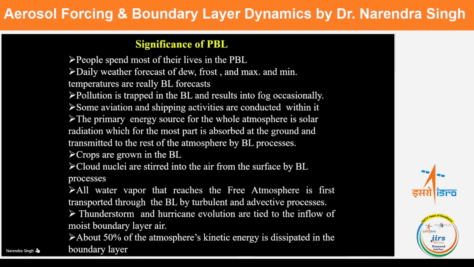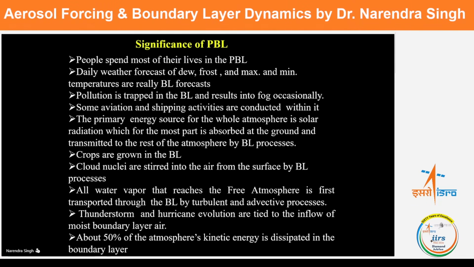All water vapor that reaches the free troposphere is first transported through boundary layer turbulence or advective processes. Advective means that not every place has moisture. So where does the moisture in the atmosphere come from? It comes from the oceanic regions, which are very far away from the continental part. So how does it come? It comes through advection. We call the horizontal transport of matter, energy, mass, water vapor basically advection.